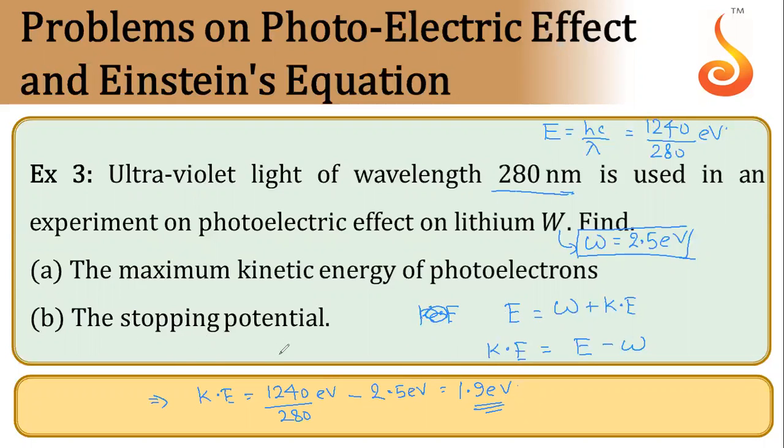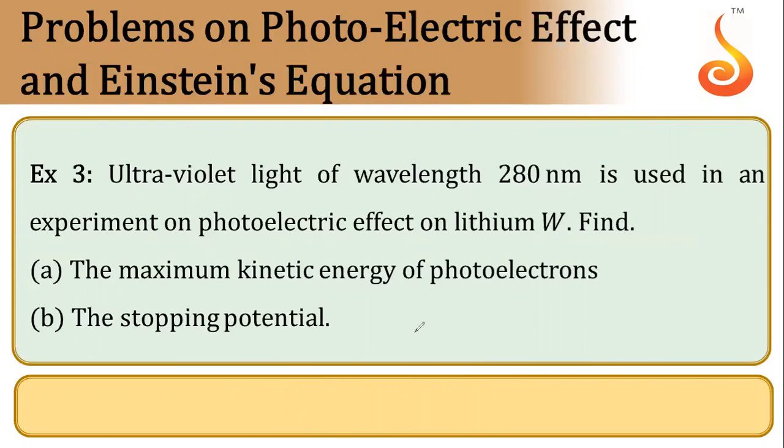So this will be the maximum kinetic energy of photoelectrons. The second part is, what is the stopping potential? Okay. So for stopping potential, we know this relation, that e into stopping potential is equal to maximum kinetic energy, and that maximum kinetic energy we have just found as 1.9 electron volt. So that is equal to charge of electron e into stopping potential. So e will get cancelled from both sides, so you'll get stopping potential as 1.9 volt. Okay, so let's move to the next one.